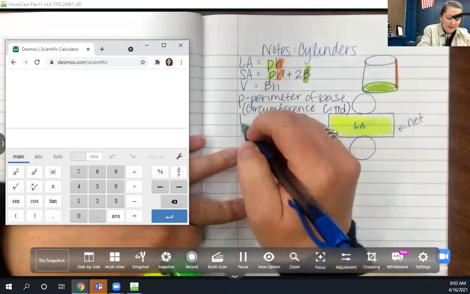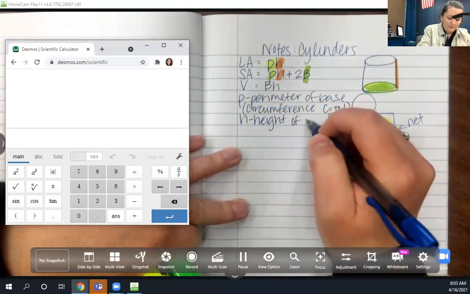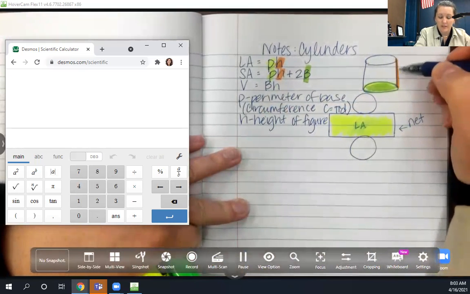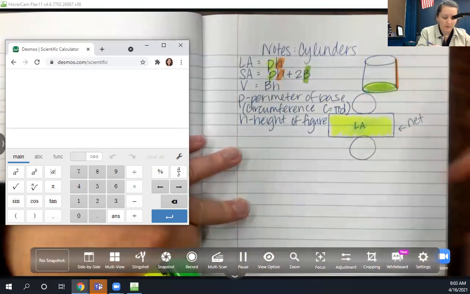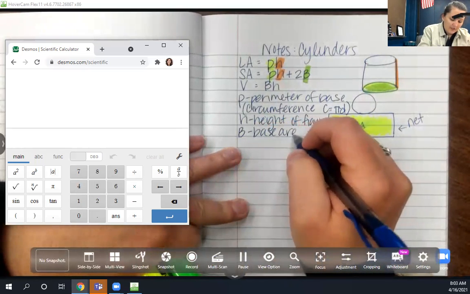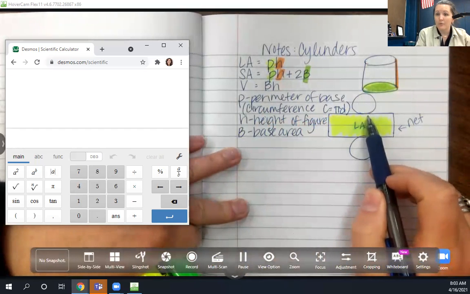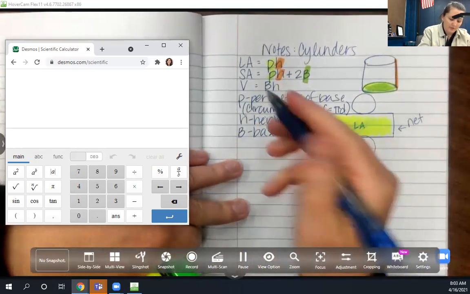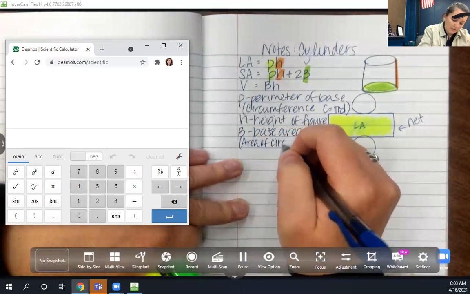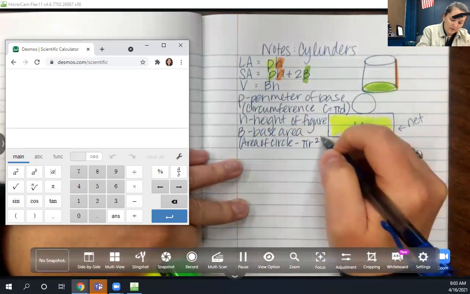Perimeter of a base. Height is the same thing, height of the figure. We find that the same way that we would find it in a rectangular prism. It's the height of the figure. And then the big B, the base area. In this case, because our base area is a circle, we want to know what the area of a circle is, right? So area of a circle is pi r squared.